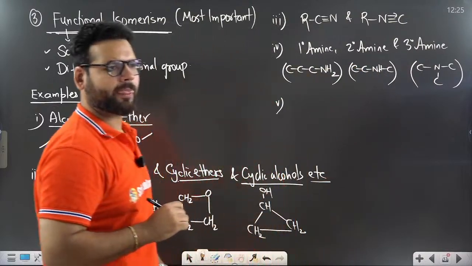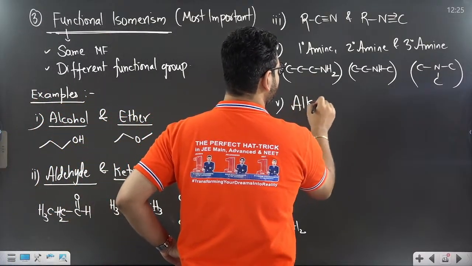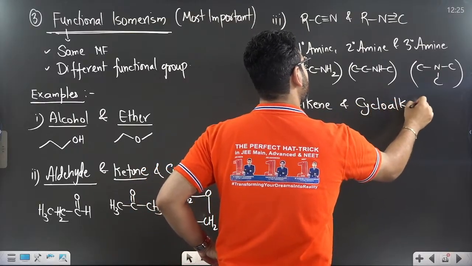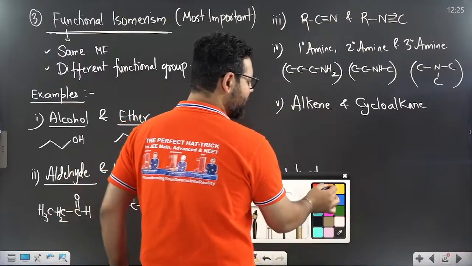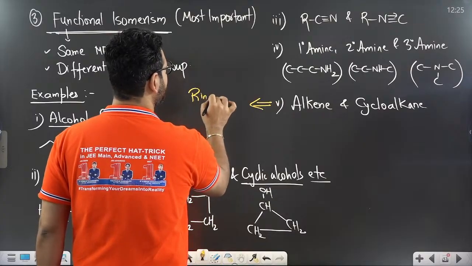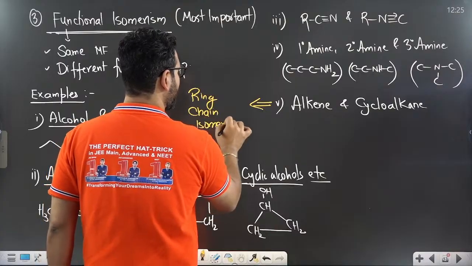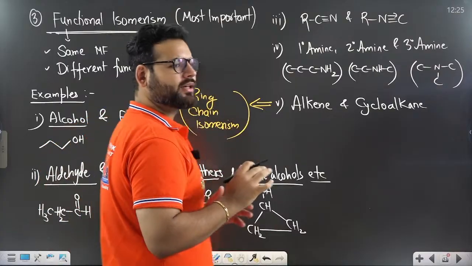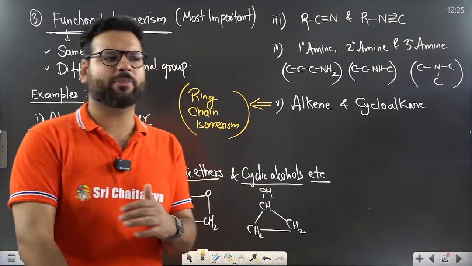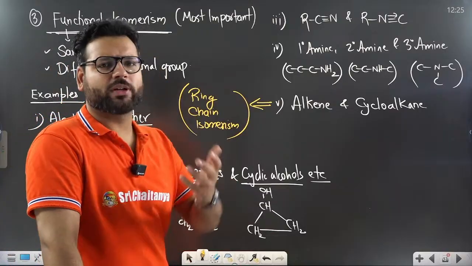The 5th one: you should remember an alkene and a cycloalkane. This is also functional isomerism, but it has a special name: ring chain isomerism. Ring chain isomerism is a special type of functional isomerism only, another form of functional isomerism.